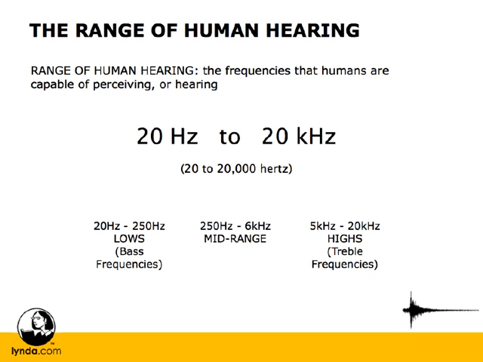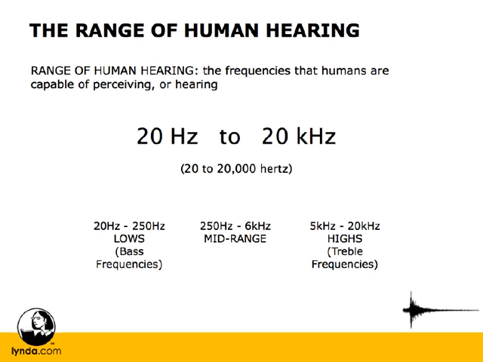Now, when we work with audio, we tend to break this range down even a little bit further, kind of to simplify things into 3 subcategories. We call them the lows, the mids, and the highs. And as you would expect, the lows refer to the lower frequencies, the mids to the mid-range frequencies, and the highs to the higher frequencies.